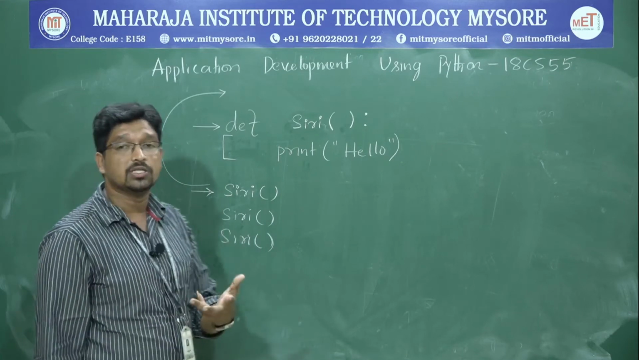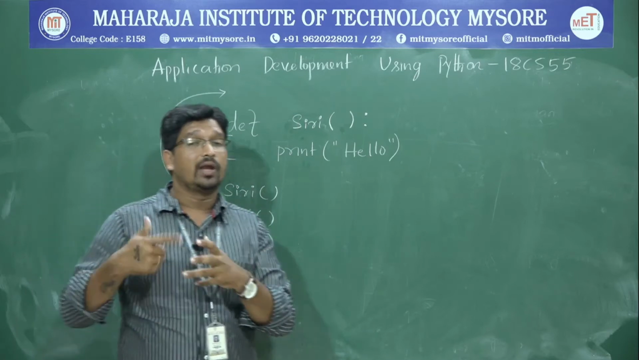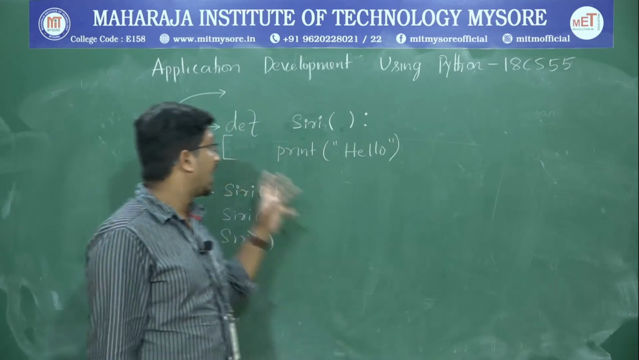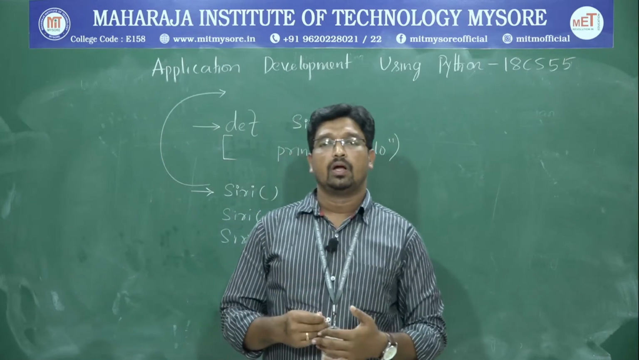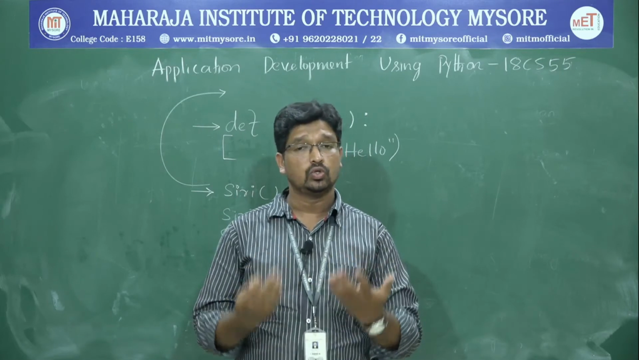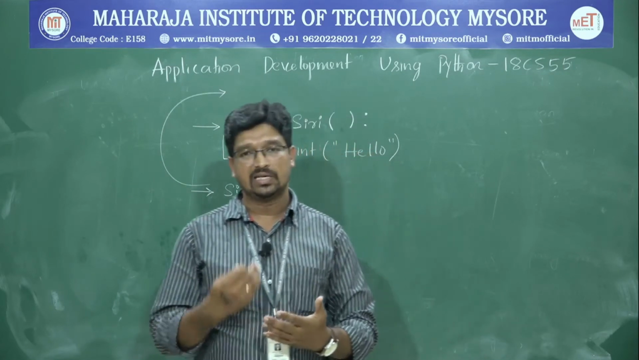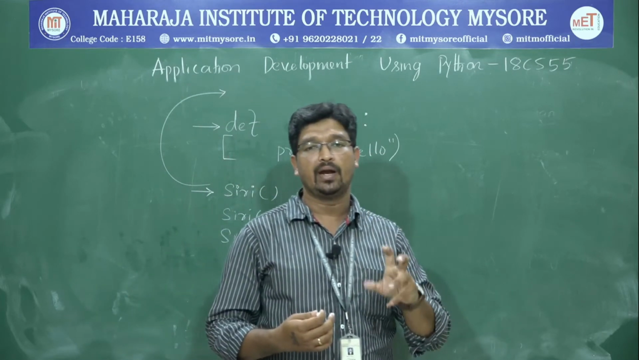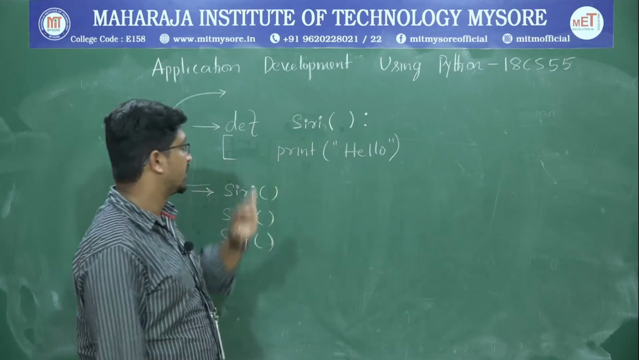Now I have called the function 3 times. Calling, you can do multiple times, but I have the function body only one time. Now I have called the function 3 times, so you should get output 3 times, means you will get the message 3 times. The hello message will get printed 3 times, right? That is very simple. So it gets executed 3 times.